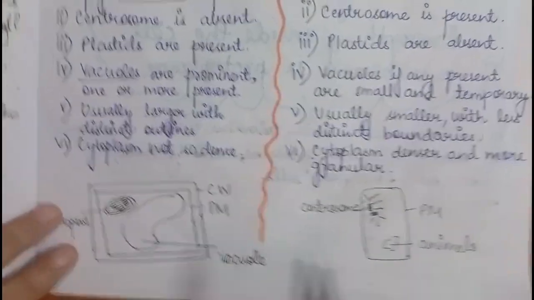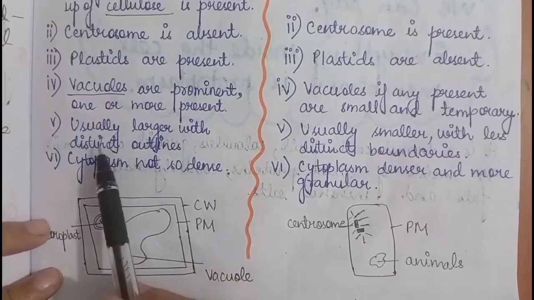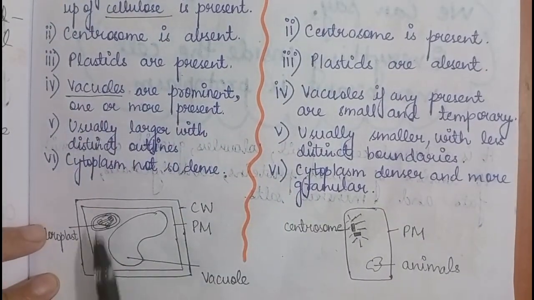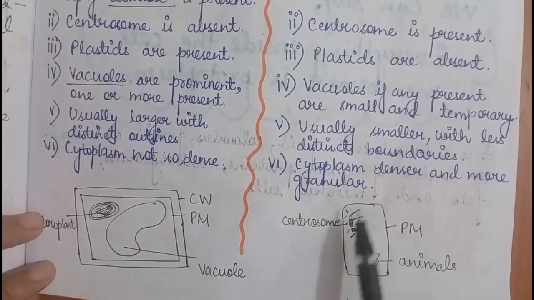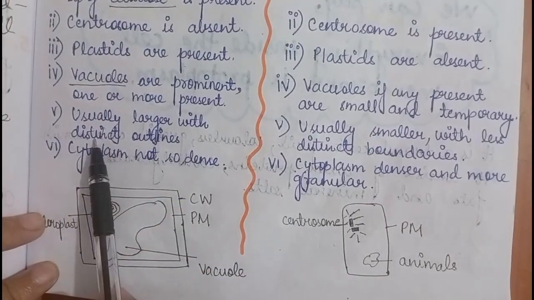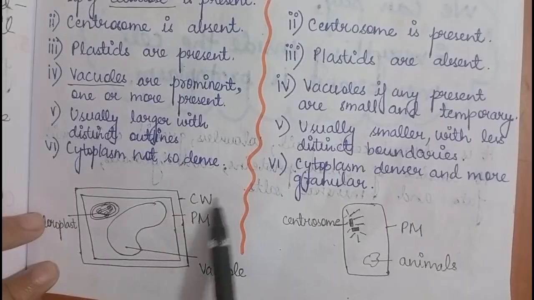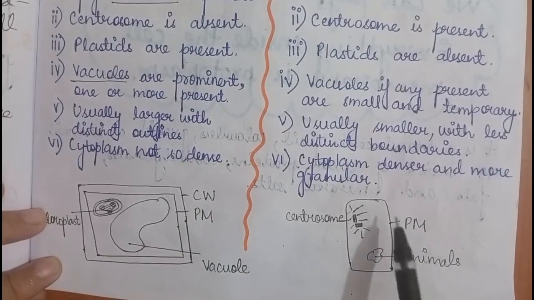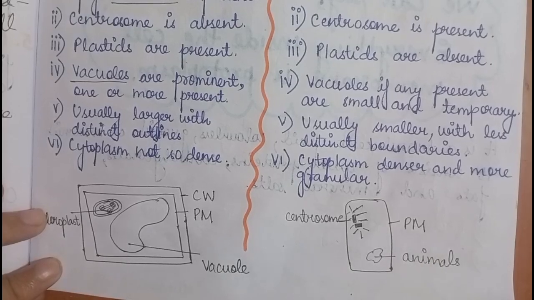Now, usually larger with distinct outlines. This plant cell is usually larger. You can see this plant cell is larger and the animal cell is smaller. So plant cells are usually larger with distinct outlines, means they have a fixed boundary like cell wall and plasma membrane, and in animals only plasma membrane is present.